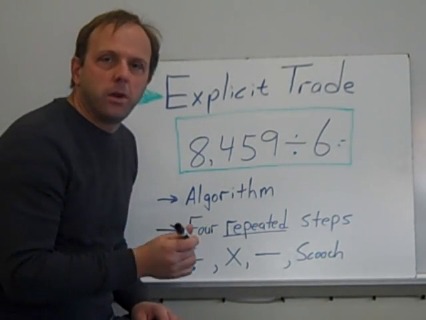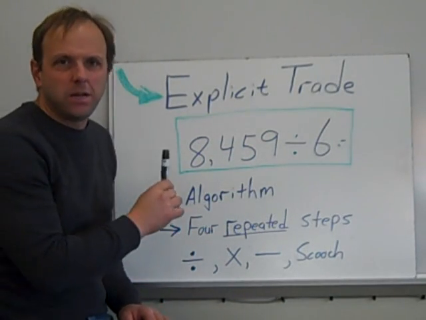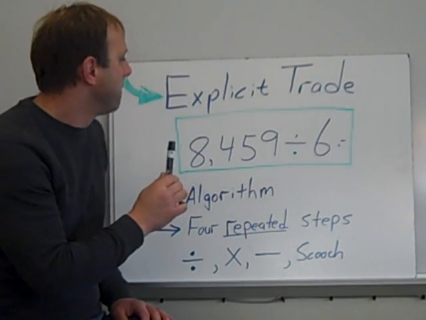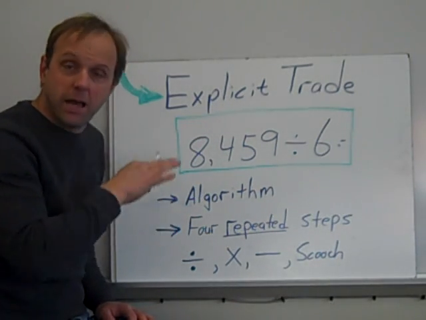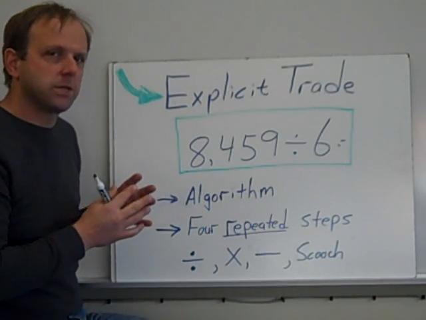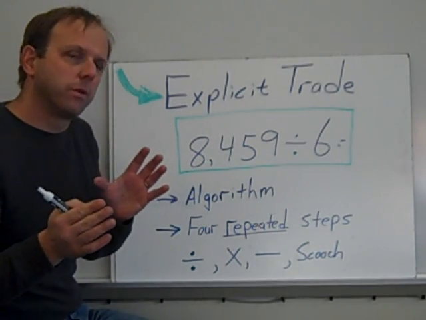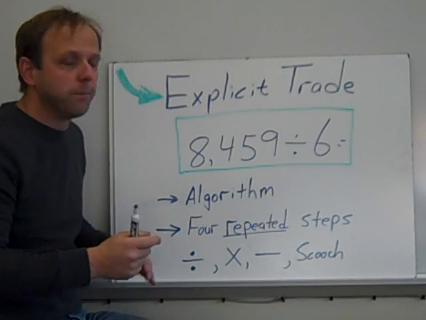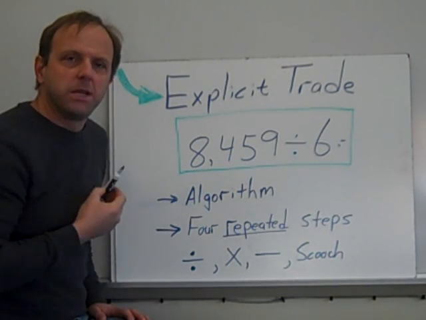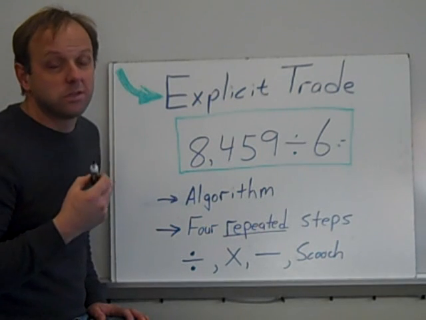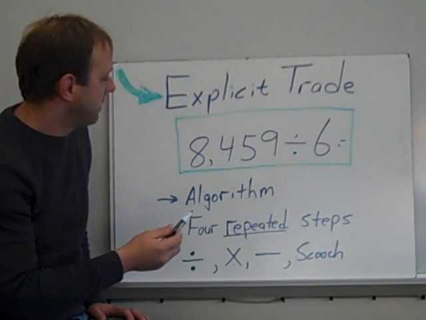Okay guys, today what I'm going to do is show you how to divide using explicit trade. Now, a couple things to remember about this. We did ladder division, and ladder division makes sense because you see the size of each group that you're putting in. It's very clear. This is what we call an algorithm, and an algorithm is simply a series of steps that you use to get to the answer. And that's what this is.